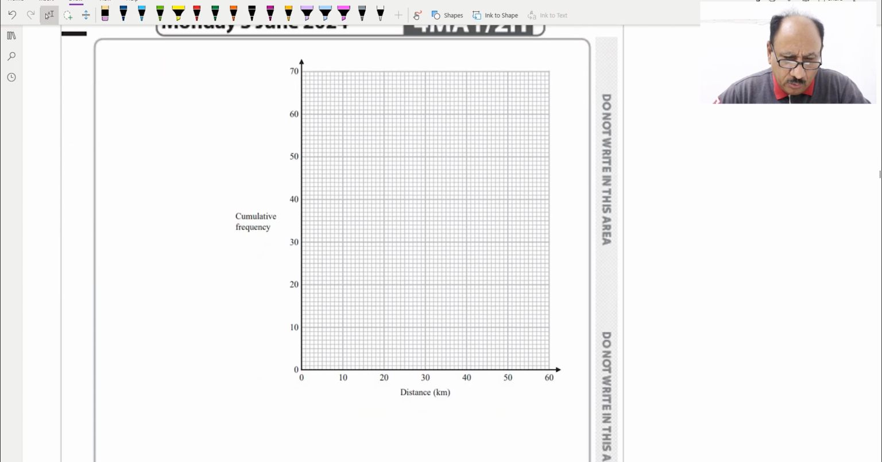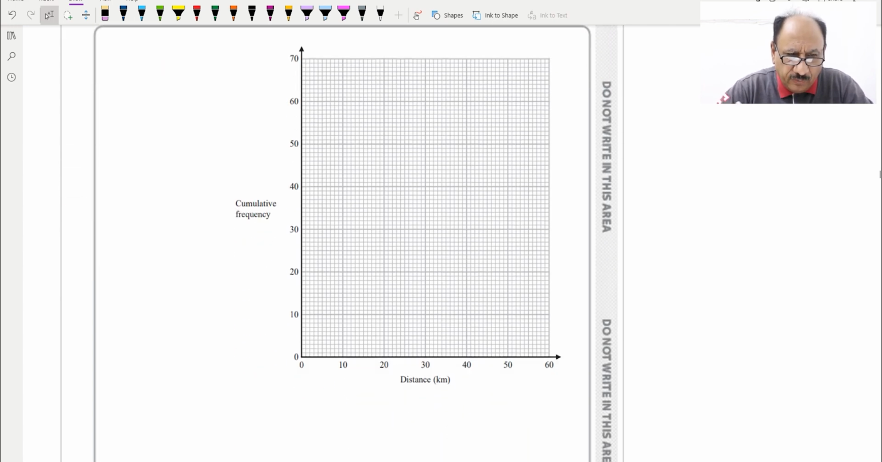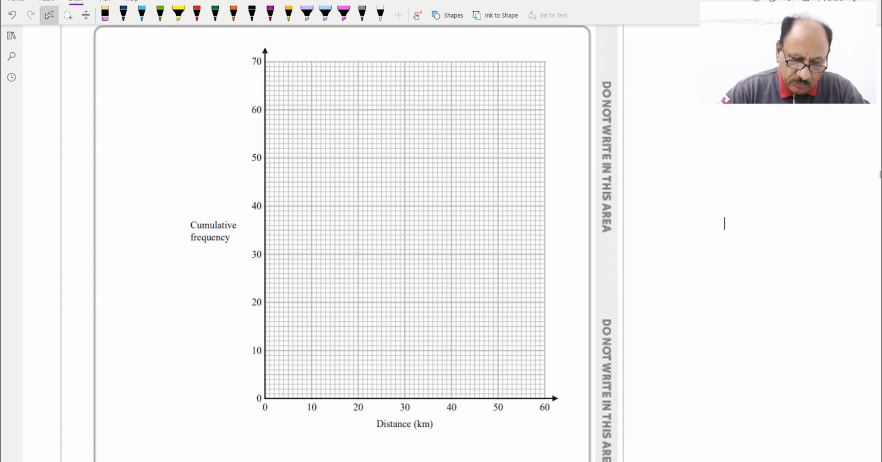B part, we need to draw the cumulative frequency graph of the table which we have drawn. First one is 7 for up to 10, so we can use this graph, and up to 10 is 7, so we mark the value 7 here. Then up to 20 is 24, so 21, 22, 23 and 24 we can take this, and up to 30 it's 42, so 42 we can mark here.